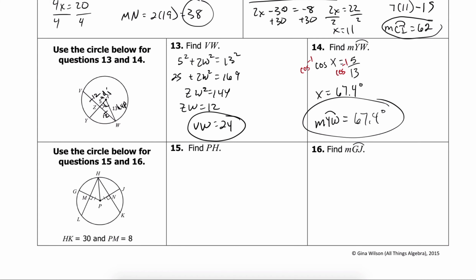Okay, PH. Let's see what we got here, see if we can label anything. We've got HK. HK is 30. That means each of these are 15. I'm going to mark those in, 15 and 15. And PM is 8, so that means this is 8 and this is 8. Trying to find PH. Now, I'm going to outline this triangle in green for you. Do you see how that's a right triangle? And I know two sides. So I want you to do number 15 on your own using the Pythagorean theorem.